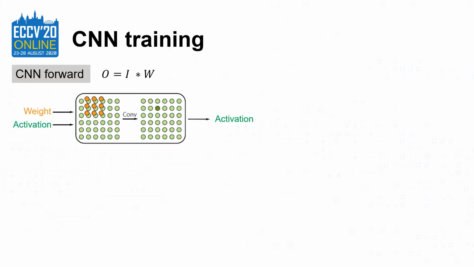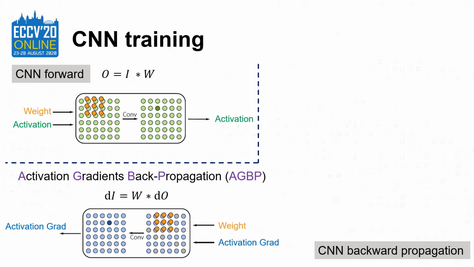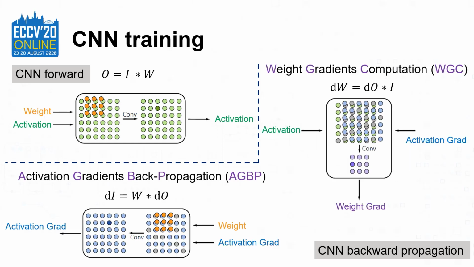Firstly, let me briefly introduce the training process of CNN. CNN training contains two stages: forward and backward. Backward stage can be split into two steps: activation gradients back-propagation, and weight gradients computation. Our pruning target is the activation gradients which participate in most calculations of CNN backward propagation.